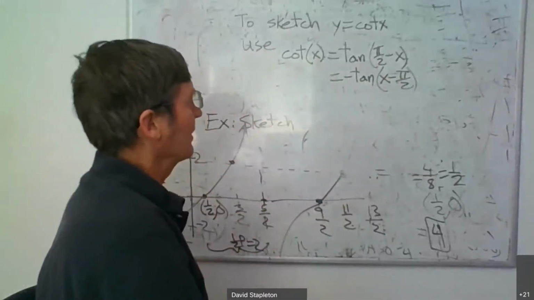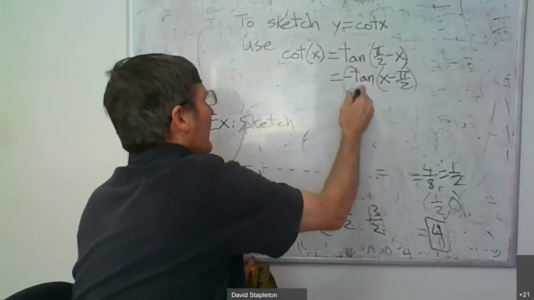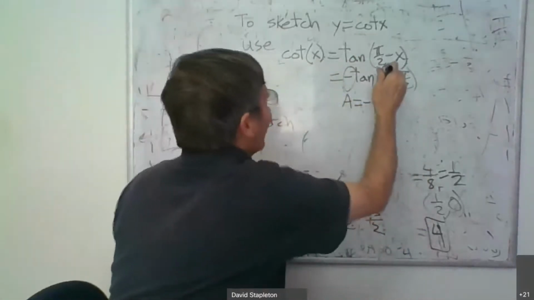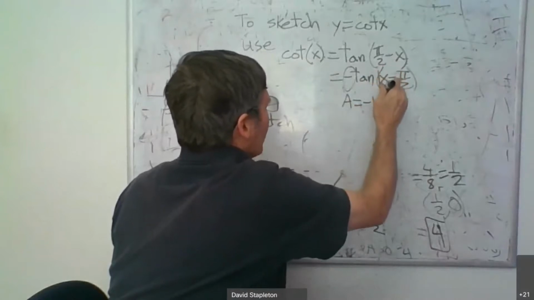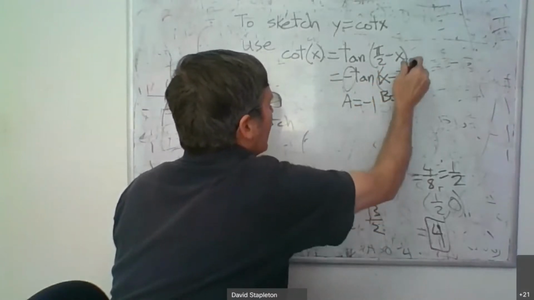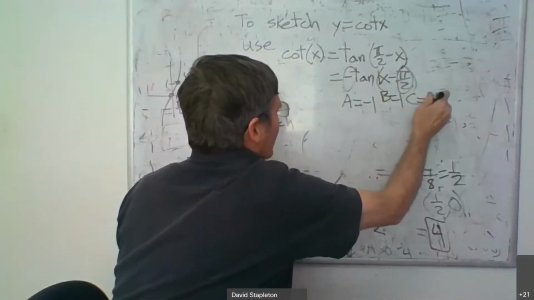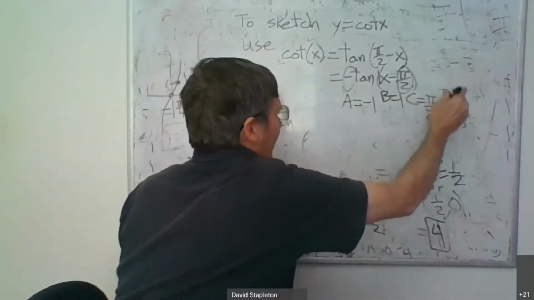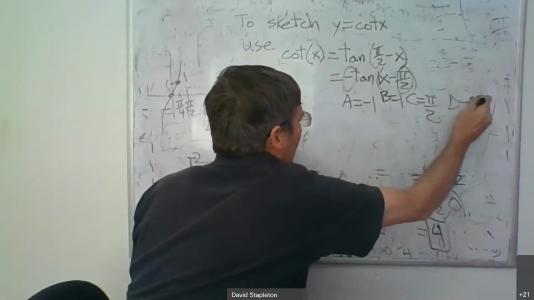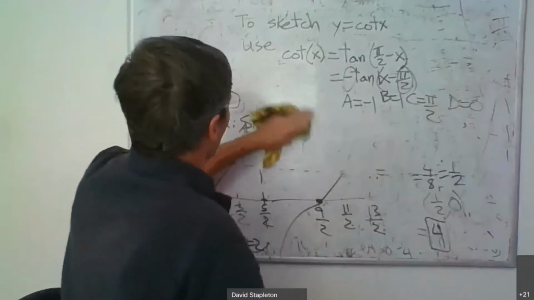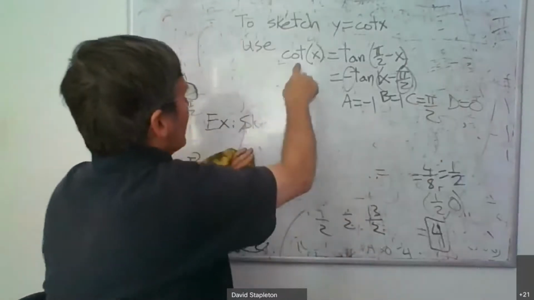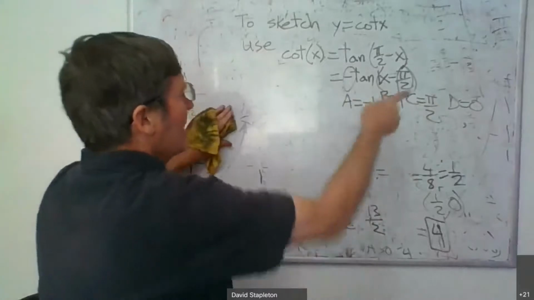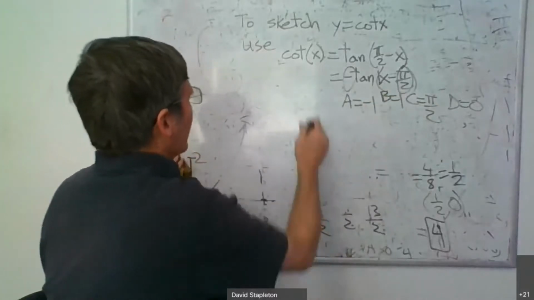Now, how do I sketch this one? It's easy, right? A equals -1. See, I stuck in another graph of tangent. What multiplies x? 1, so b is 1. C, the subtraction here, is pi over 2, right? Whatever is subtracted is the shift. And there's nothing added on the end, so d is 0. All I have to do is know a tangent graph, and I have cotangent, because the cotangent graph is this tangent graph, minus the tangent of x minus pi over 2.